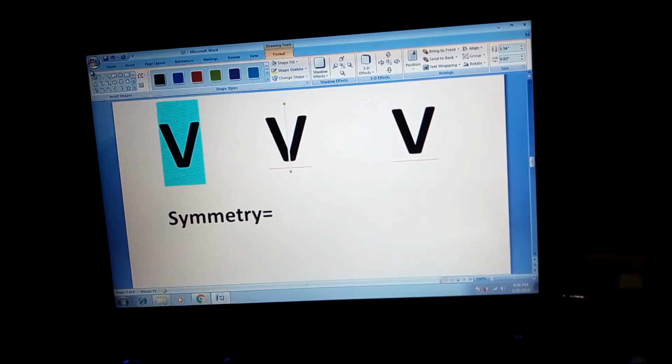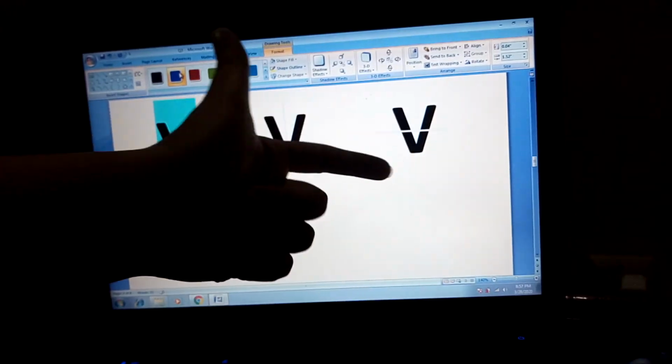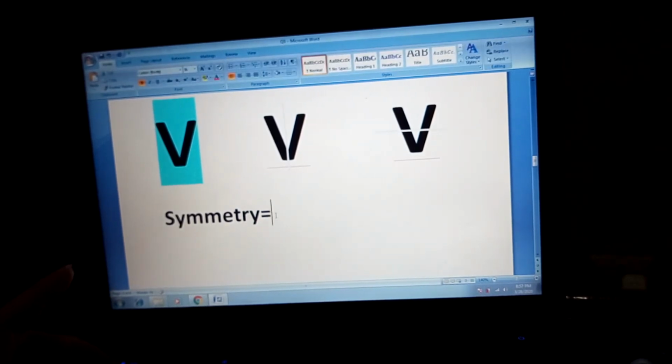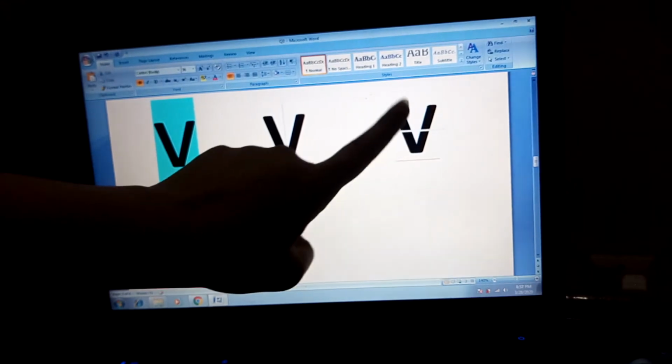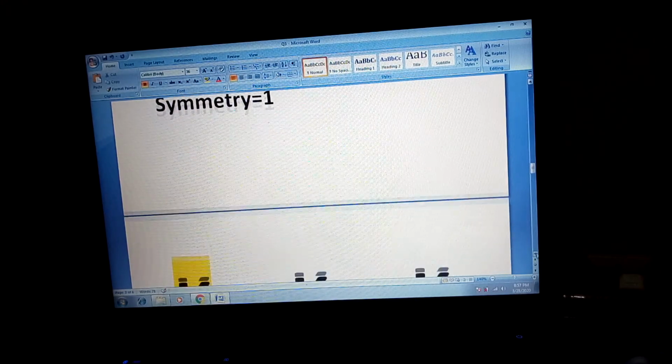Now we can try the other one, if we cut it horizontally, it is not symmetrical because these parts are different. So how many symmetrical lines do we have? Only one. If we cut it along a diagonal, again this will be different, not giving exactly equal reflection images. So again we have only one symmetrical line.